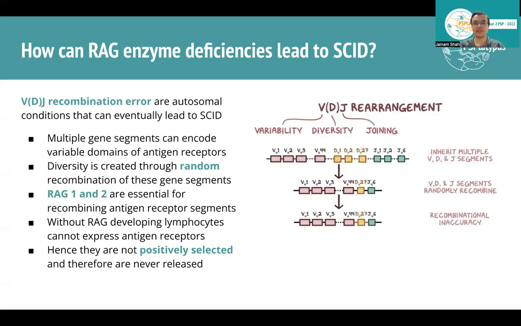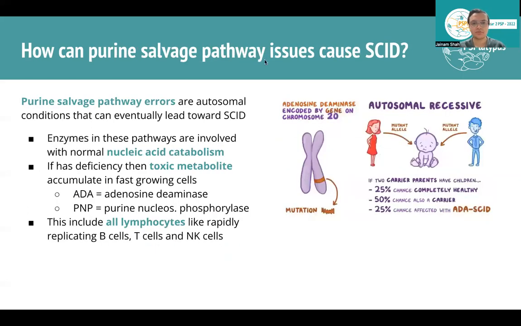And therefore, those particular cells are never positively selected for, which means you have a very, very severe shortage of some very important phenotypes of T cells and B cells. So that's why you have this particular condition leading to SCID. The last one, which is perhaps the most extreme one, is a purine salvage pathway error.